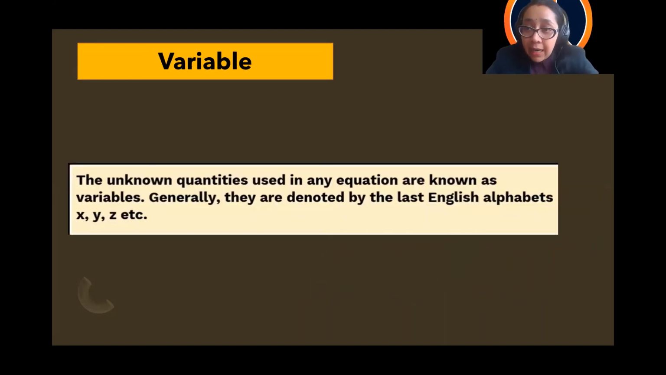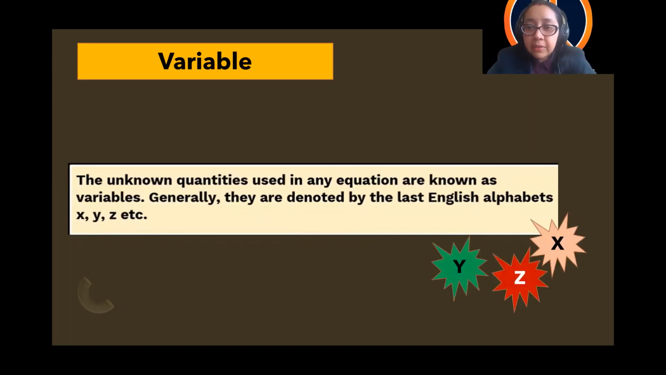Okay. Now coming to the next terminology, that is variable. So variables are the unknown quantities. From the word also you can understand variable. That means it varies, it changes. So the values, whatever are there, are not fixed. It is not constant. So the basic definition of variables will be the unknown quantities used in any equation are known as variables. And generally we write variables as alphabetical letters like X, Y, Z, A, B, C, P, Q, R, etc. So these are the examples of how we denote variables like X, Y, Z, etc.